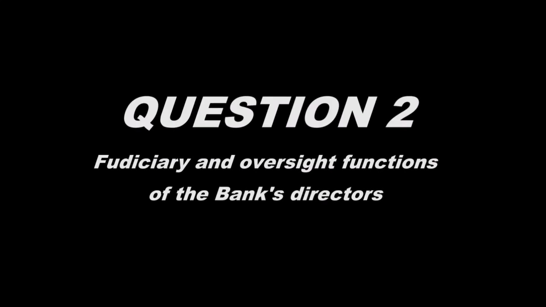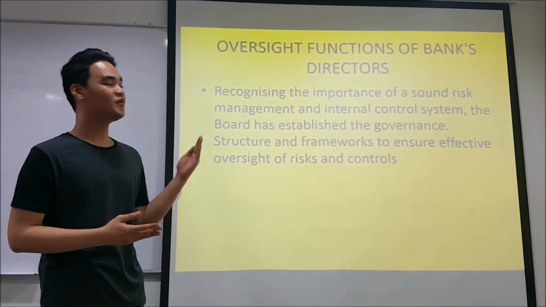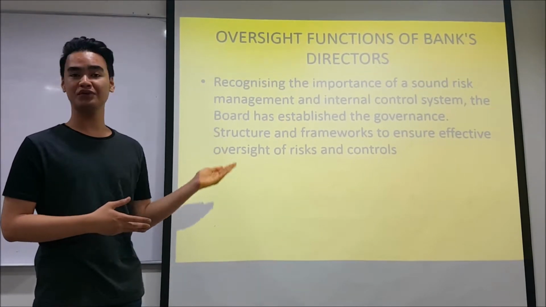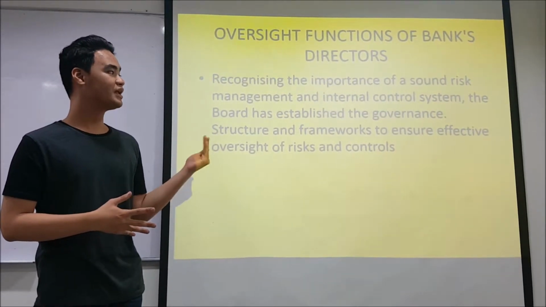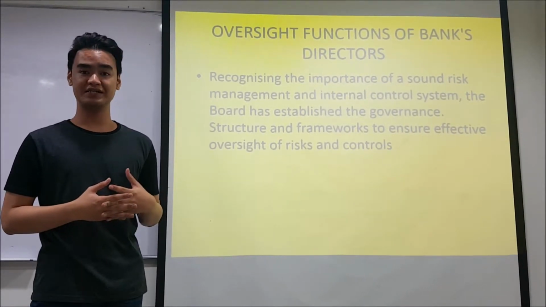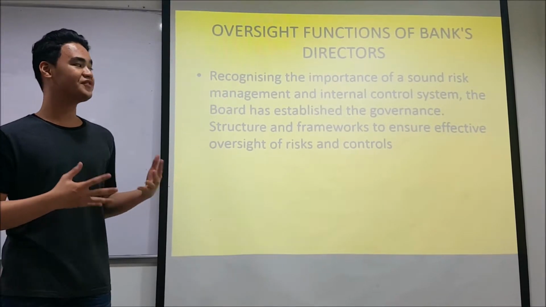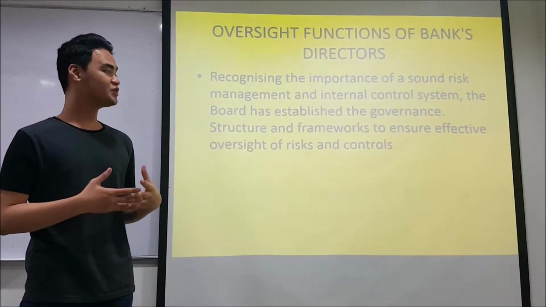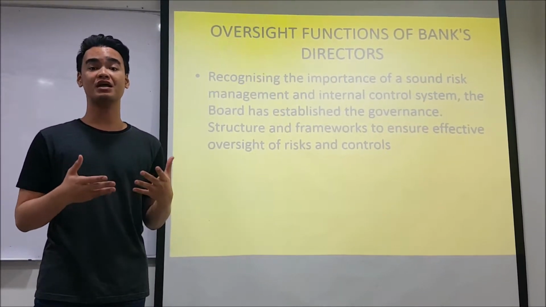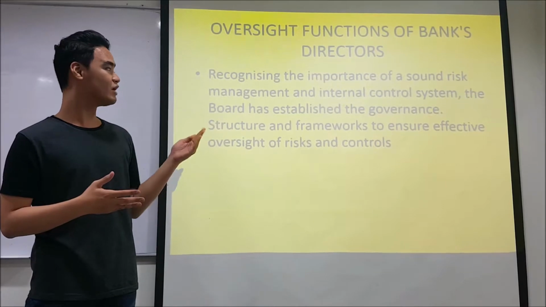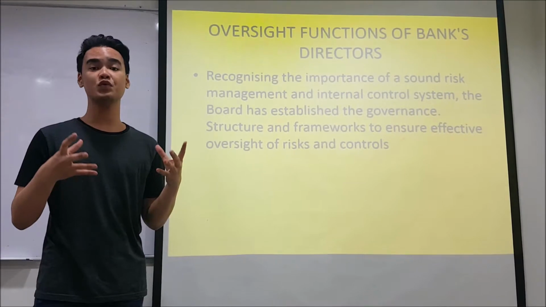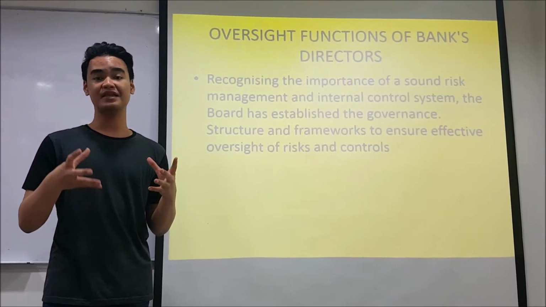So next, I'm going to explain about the oversight functions of the bank's directors, which is to recognizing the importance of the sound risk management and also internal control system. So the board has established the governance. Besides that, the structure and framework also has been established to ensure effective oversight of risk and control. So the board is the overall responsible for a sound risk management and internal control system, and also reviewing the adequacy and effectiveness to have a better performance in the bank.